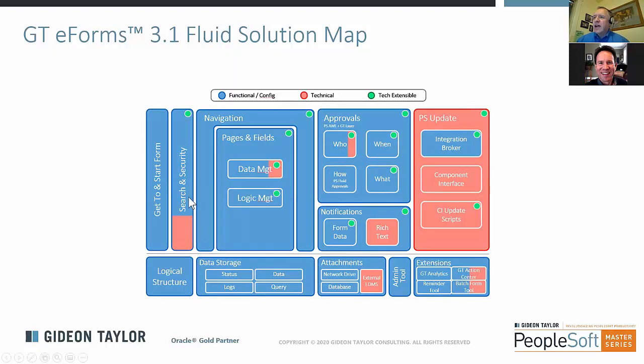And those green dots mean that anytime the configuration-based functionality is not sufficient for your feature need, it can be technically extended to accomplish any level of complexity that you need in your form.